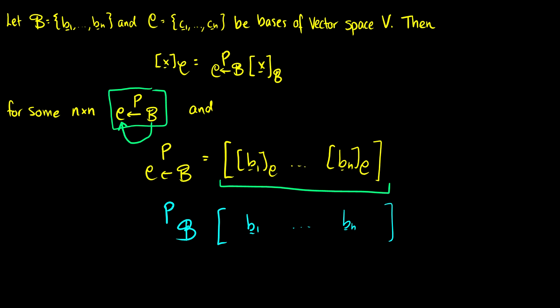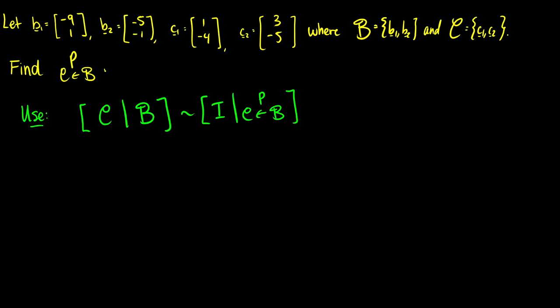So with that being said, let's jump right into it. We're going to let B1, B2, C1, and C2 be vectors where the B's form a basis and the C's form a basis, and we want to find the change of basis matrix. The easiest way to do this is some row reduction. We take a partitioned matrix where the vectors of C are on the left side and the vectors of B are on the right, and we reduce C down to the identity, and what we're left with is the change of basis matrix from B to C.